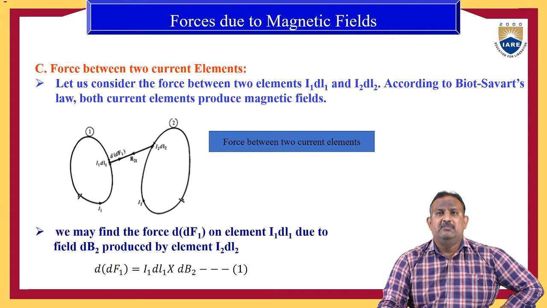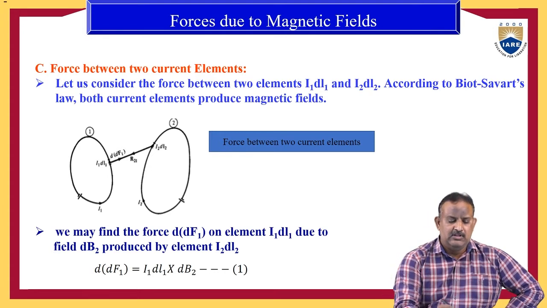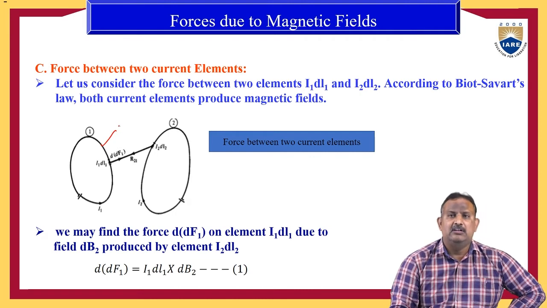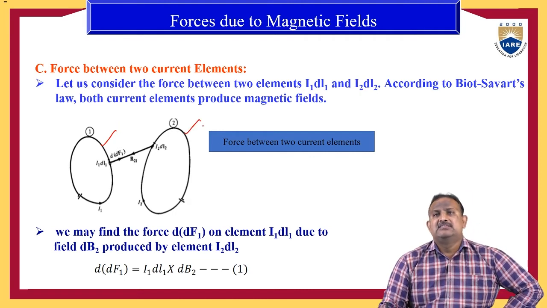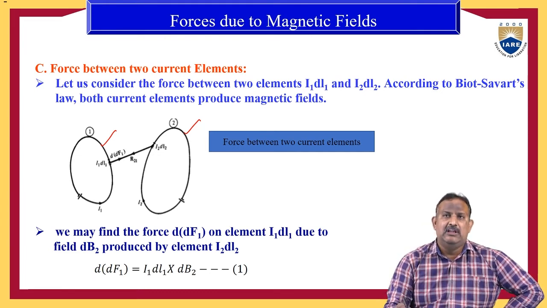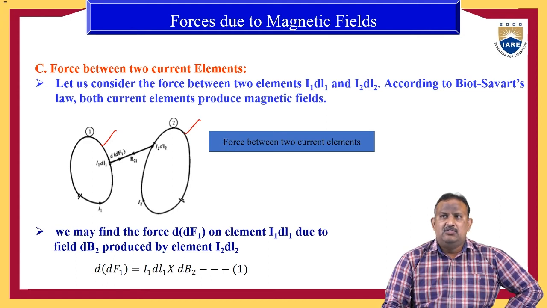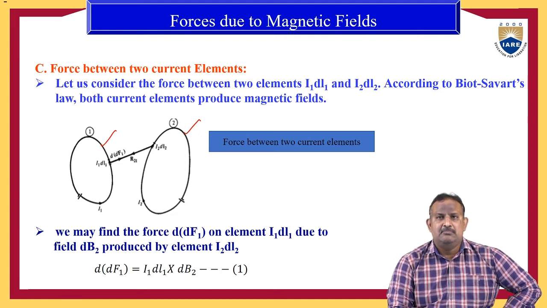We need to find out the force between two current elements. To find out the force between two current elements, let us assume the first current element is I1 dl1 and the second current element is I2 dl2. So let us consider the force between the two elements I1 dl1 and I2 dl2. According to Biot-Savart's law, both current elements produce magnetic fields.